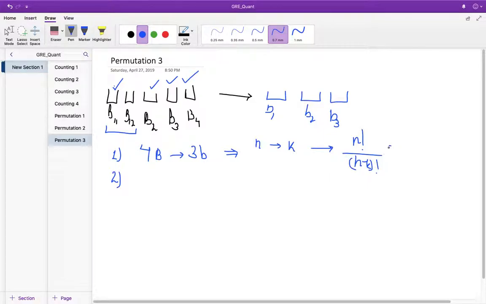which turns out to be 4 factorial by 4 minus 3 factorial. Sorry, 4 factorial is 24. Or 4 factorial by 1 factorial, which is 24.